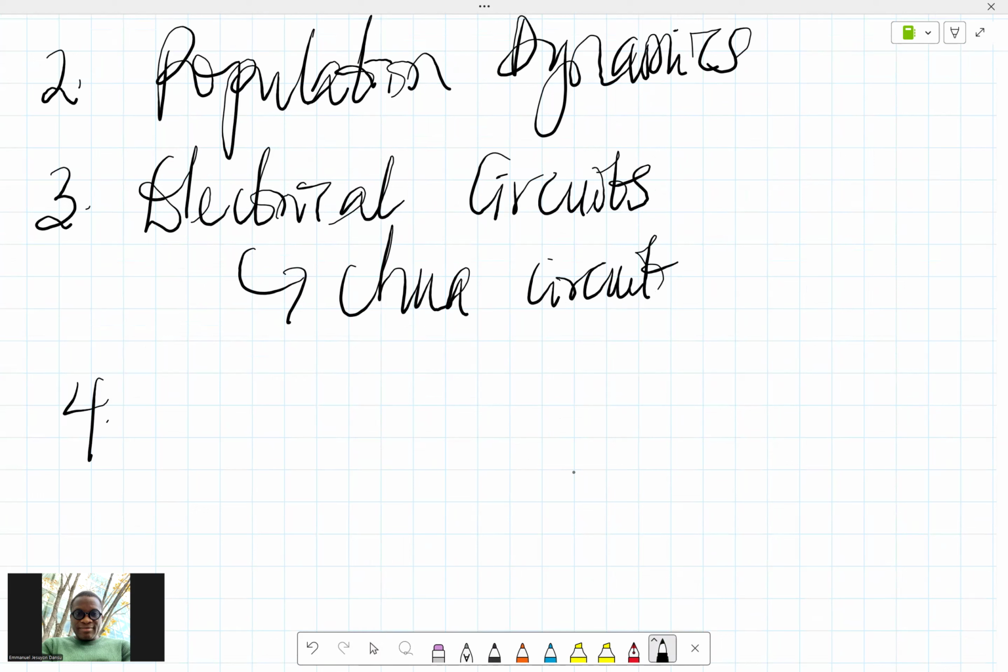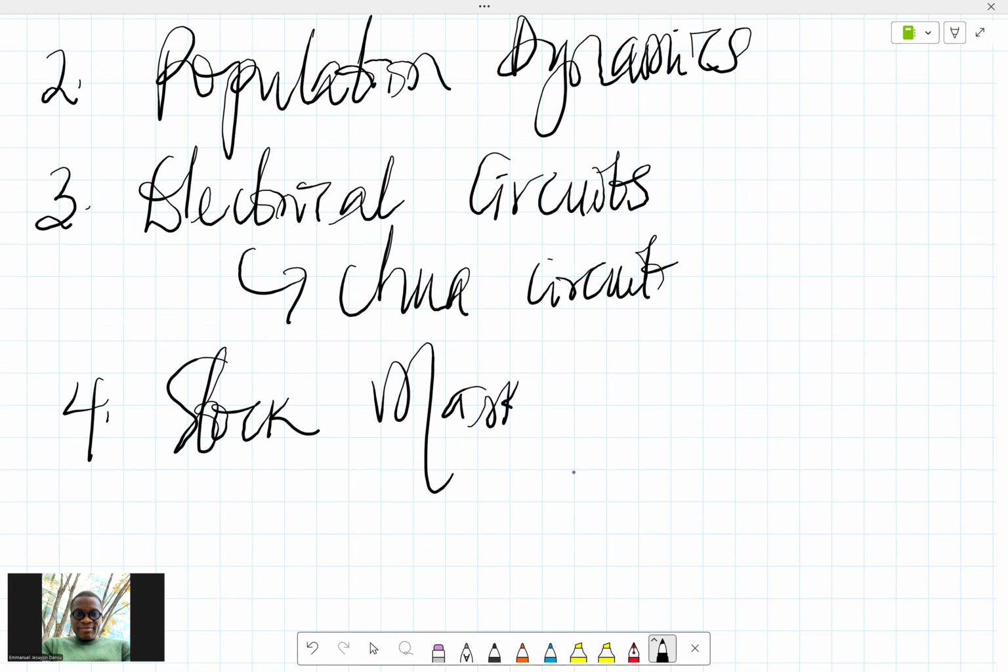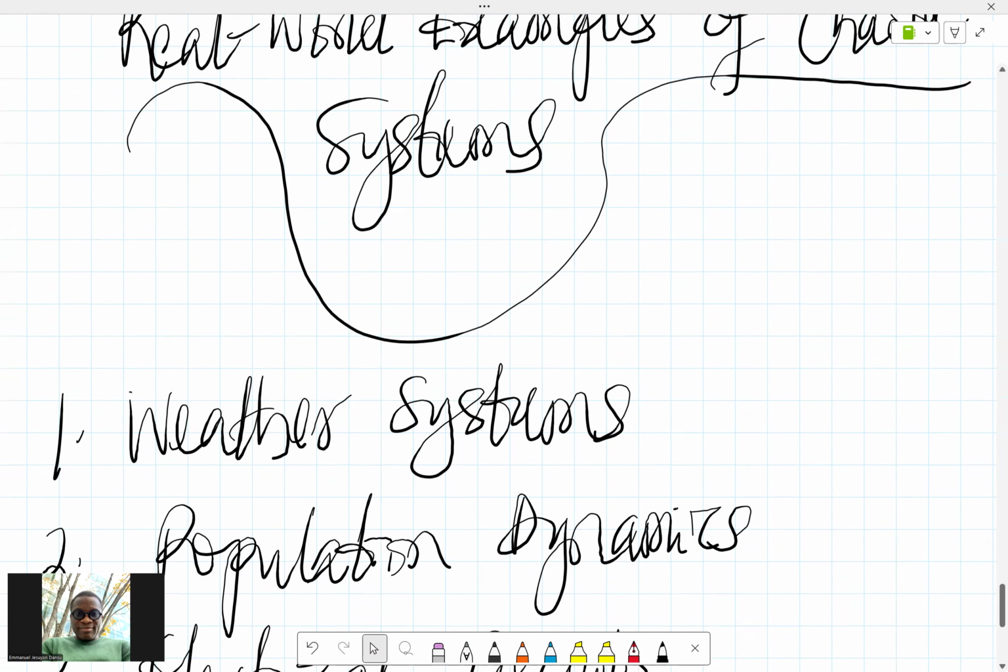And then number four, you have stock markets, of course. The stock market can be highly unpredictable. Economic systems, including stock markets, can exhibit chaotic behavior where small shifts in economic parameters like interest rates or consumer confidence can lead to large unpredictable market swings. Imagine just an election can lead to significant change on the stock market, right? Those are practical examples of chaotic systems.